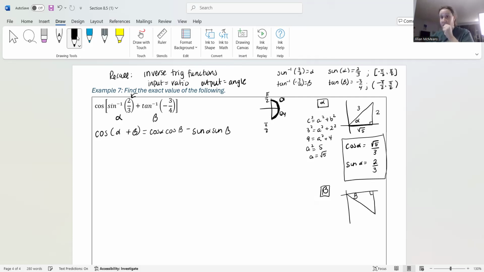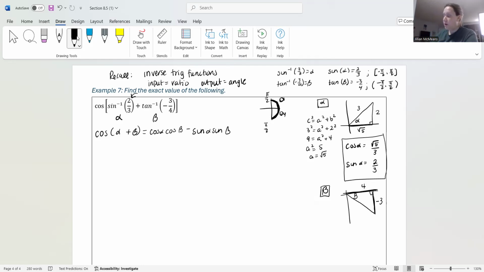Now I know tangent of beta is -3 over 4, so that's going to be opposite over adjacent. And because this is the positive x-axis and this is the negative y-axis, I need my negative to be on the y-axis. So that's going to be my side opposite, and then my adjacent side is going to be 4. And then we do the same thing.